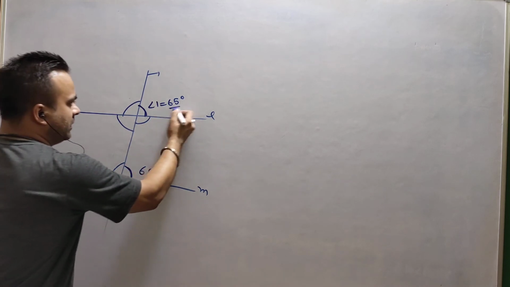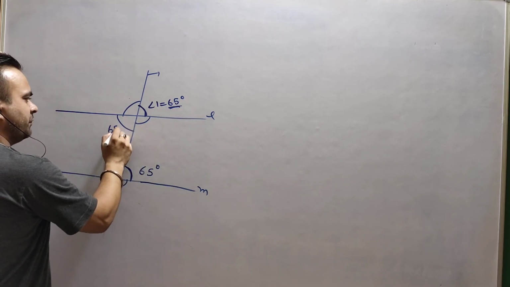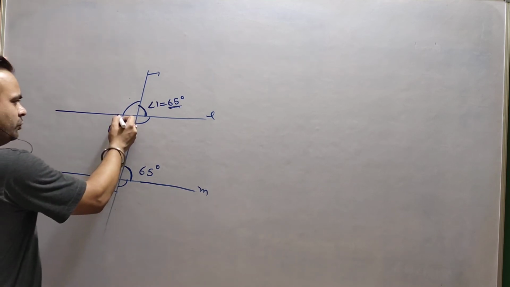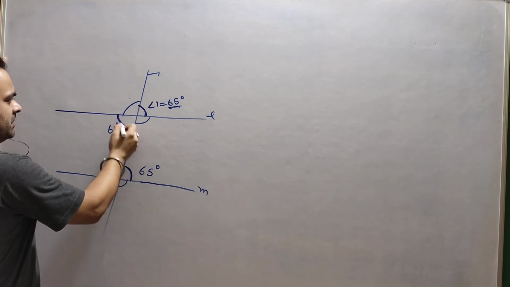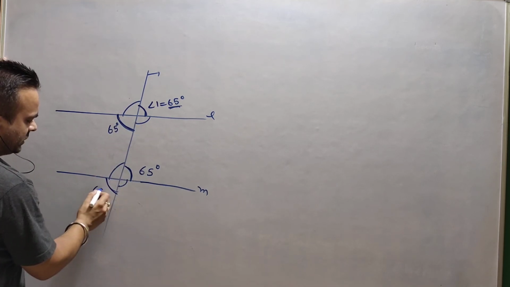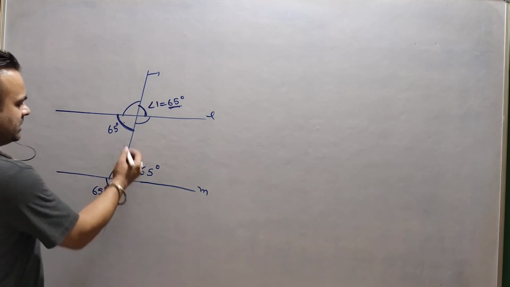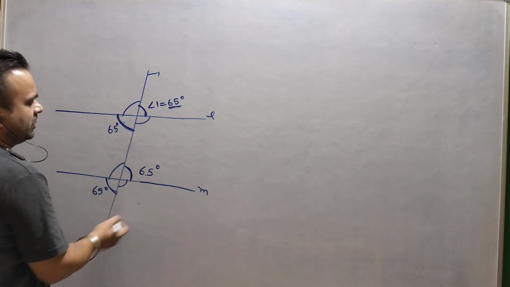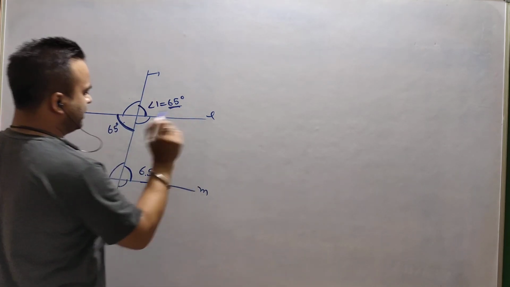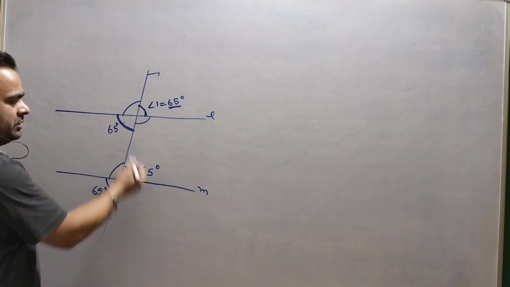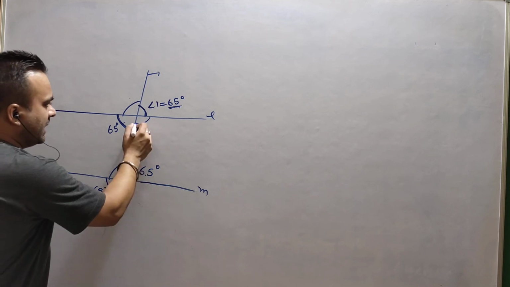Now, you know that if this is 65, then this will be 65. Reason: vertically opposite angles are always equal. Now, if you know this one is 65, can you see this one? This will be 65. Reason: corresponding angles. Just see below the line, and in the same direction. Now you can see that this 65 and 65 are, oh sorry, alternate interior angles, not co-interior. It's alternate interior angles.